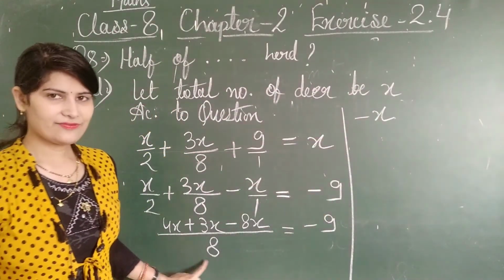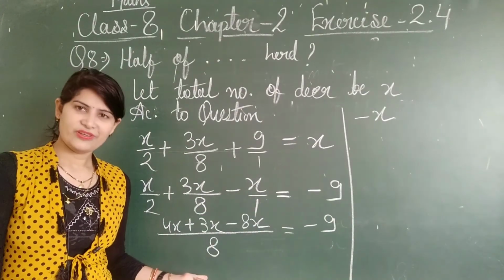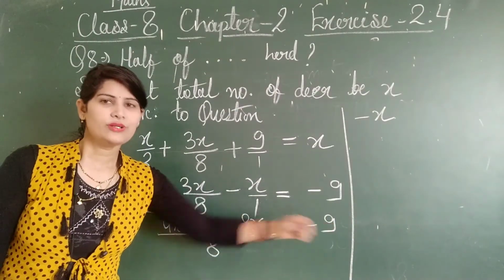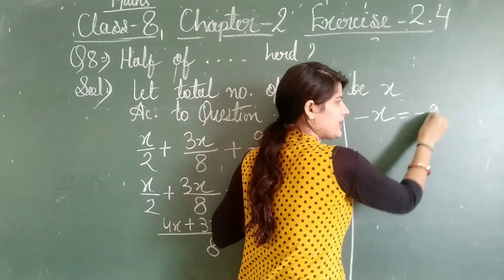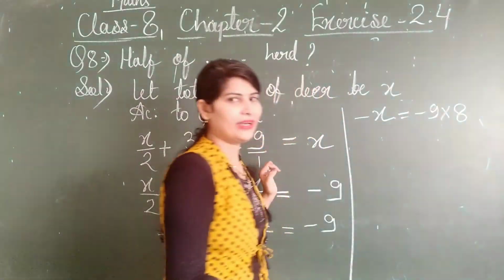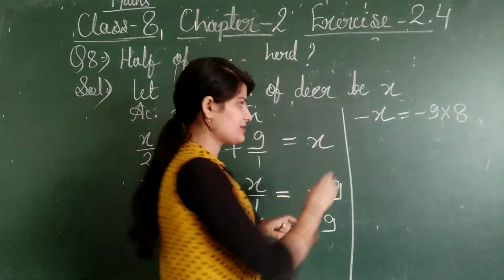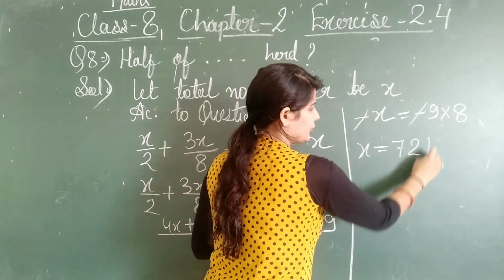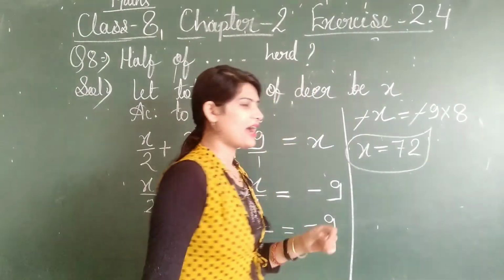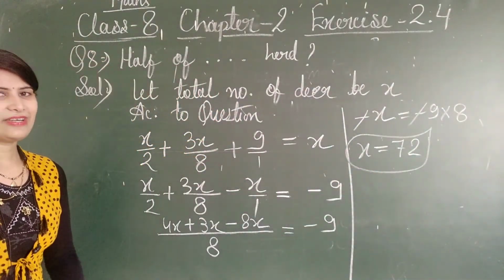Now, 8 will transfer to that side in multiplication. Why? Because 8 is in the form of division and it will change into multiplication. So, it will become minus 9 multiplied by 8. You will get minus minus cancel out because minus on both sides will cancel. So, x is equal to 72. Means now we can say the total number of deer here is 72.